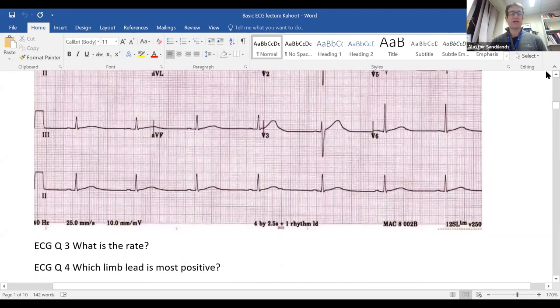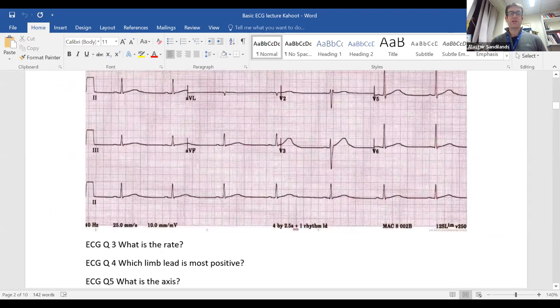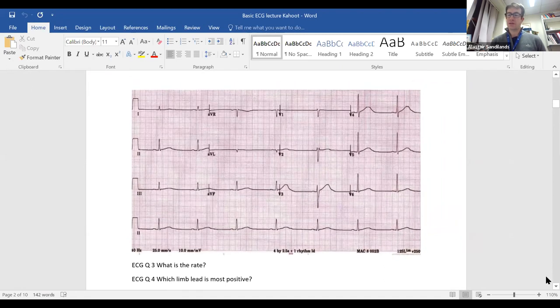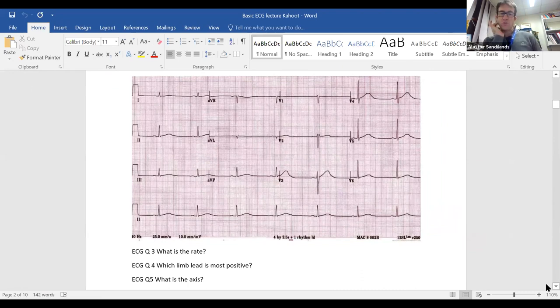Okay. So question three, and then question four relate to the ECG. So I'm just going to show you. What is the rate? Which limb lead is most positive? What is the axis? You should have all these ECGs. I did send you them. I hope you got them.